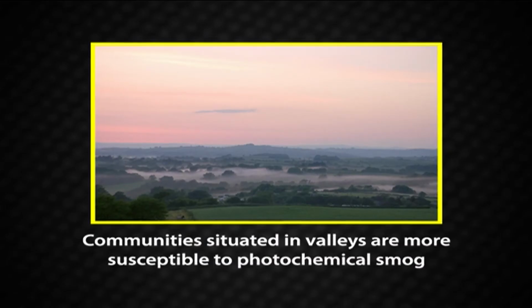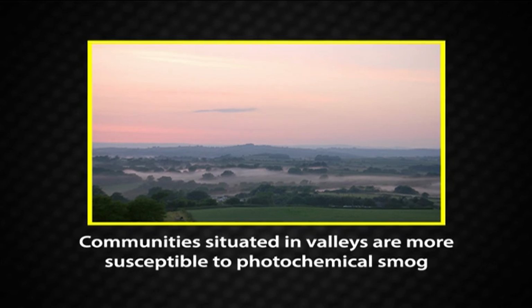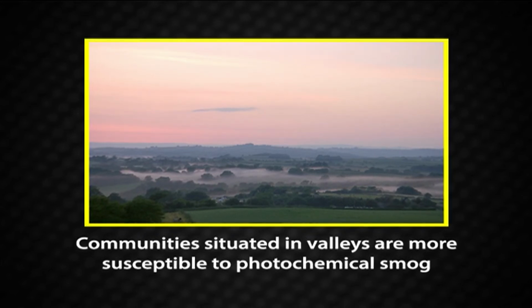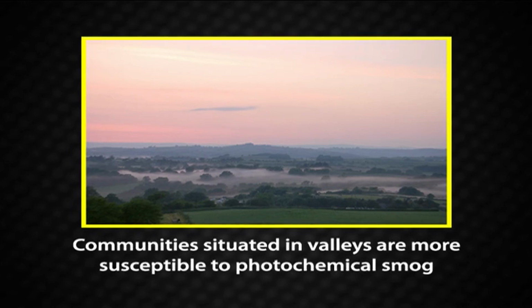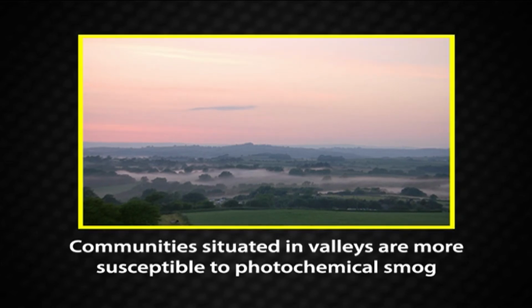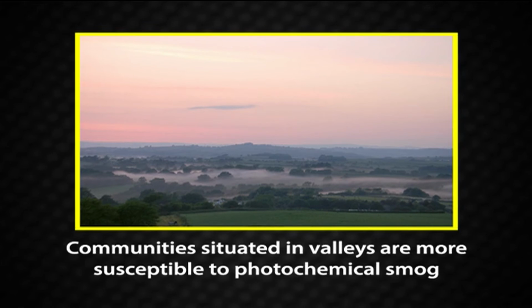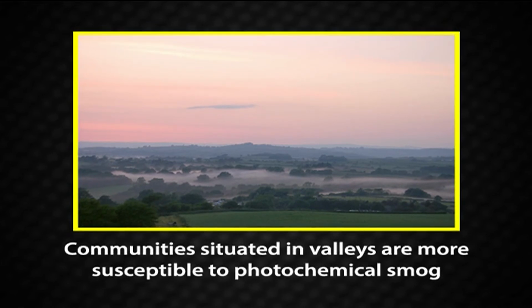Topography is yet another important factor influencing how severe a smog event can become. Communities situated in valleys are more susceptible to photochemical smog because hills and mountains surrounding them tend to reduce the airflow, allowing pollutant concentration to rise. In addition, valleys are sensitive to photochemical smog because relatively strong temperature inversion can frequently develop in these areas.